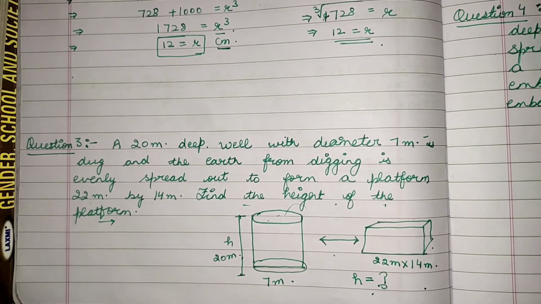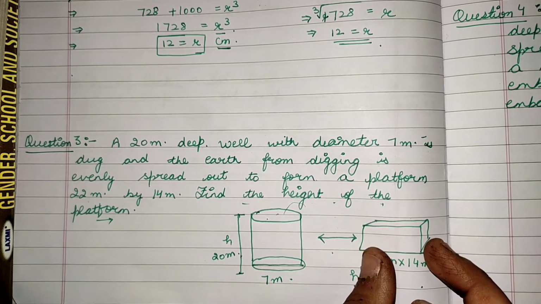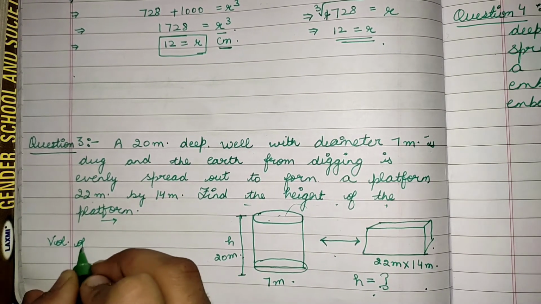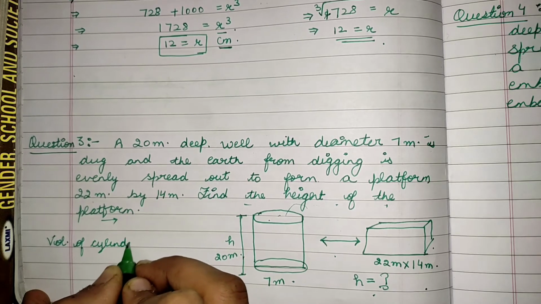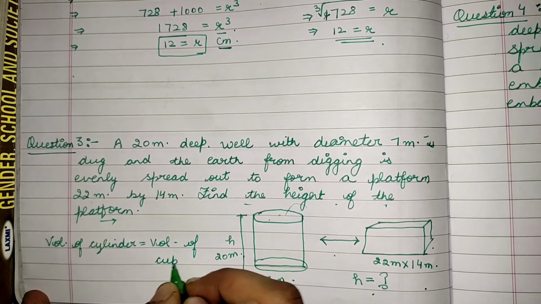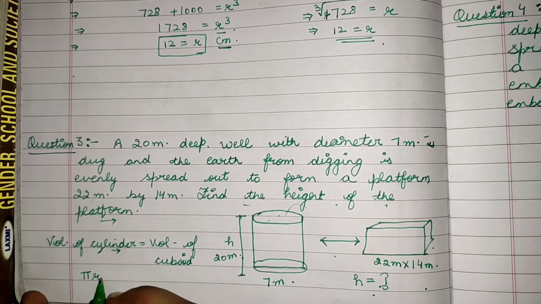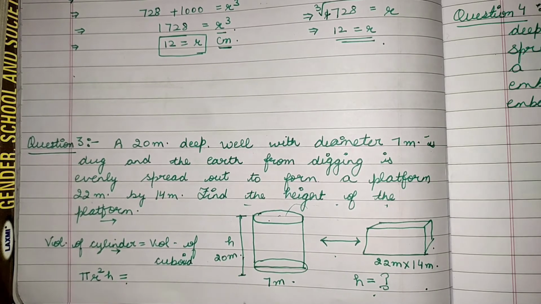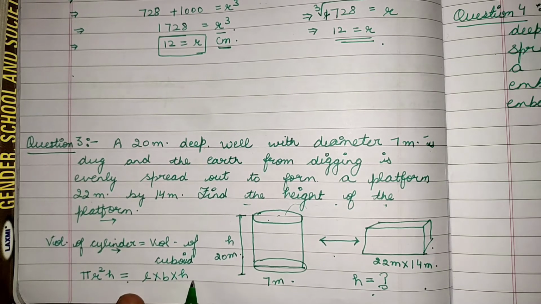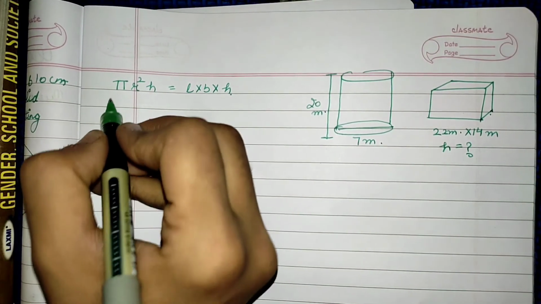So again you can see that there was a cylinder, and the earth converted from the cylinder is in the shape of a cuboid. So what will be the formula? That formula will be volume of the cylinder is equal to the volume of the cuboid. So volume of the cylinder is given by what? Volume of the cylinder is pi r square h is equal to volume of the cuboid is what? Length into breadth into height. So put the values, you will get your answer.